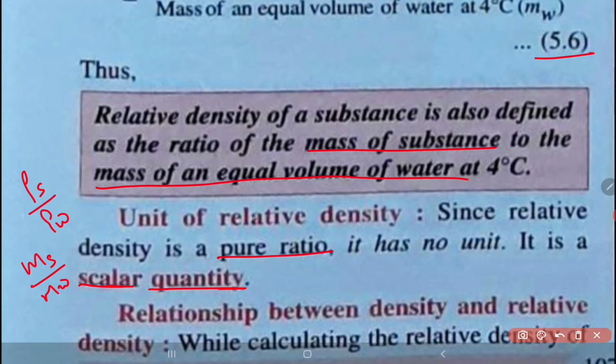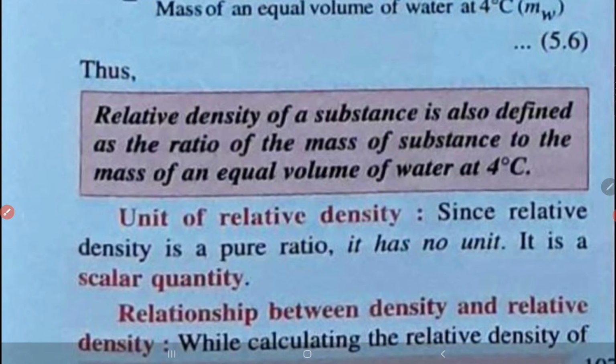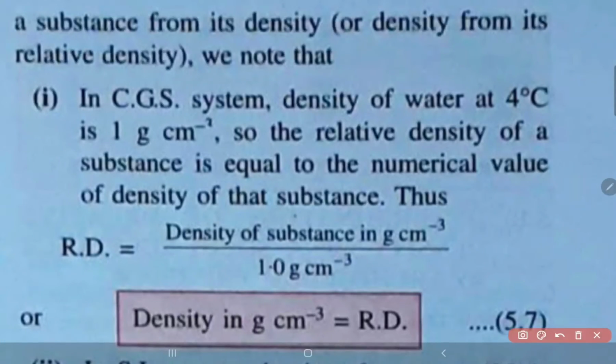Now, relationship between density and relative density. When we started the topic relative density, I said that it becomes easier for us to derive density, but without knowing the relationship between the density and the relative density, it is worthless. So while calculating the relative density of a substance from its density or density from its relative density, we know that number one, in the CGS system, density of water at 4 degrees Celsius is 1 gram per centimeter cube, right? 1 gram per centimeter cube.